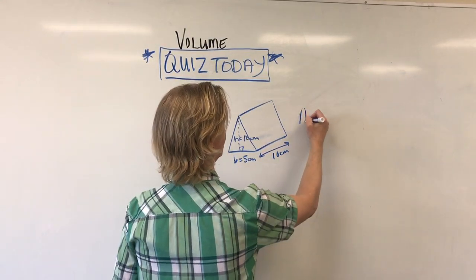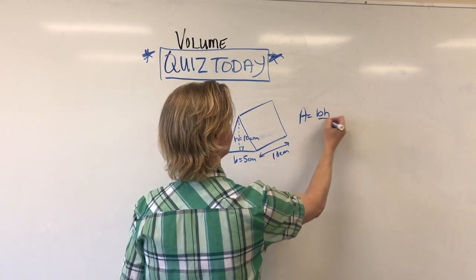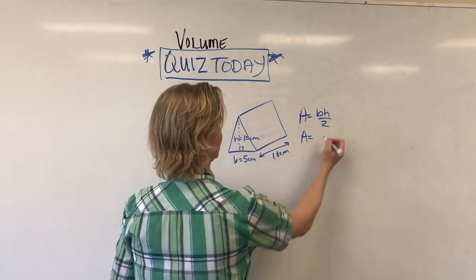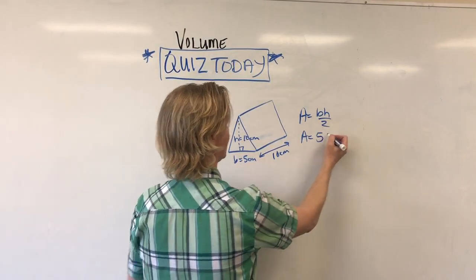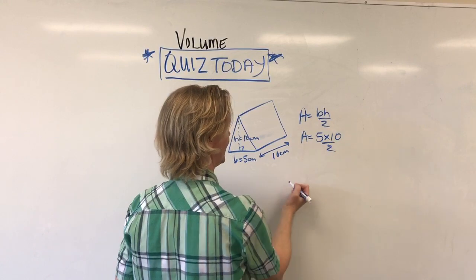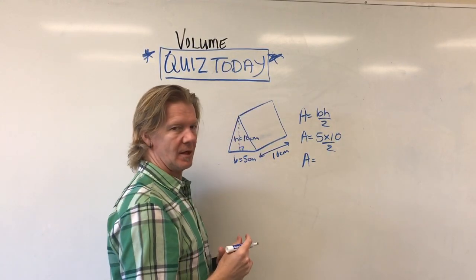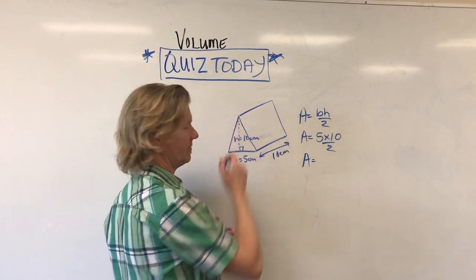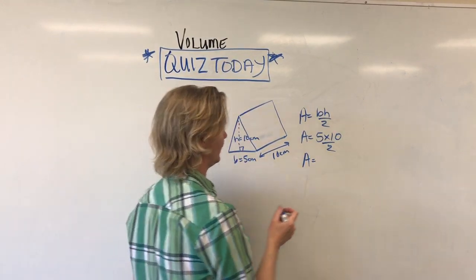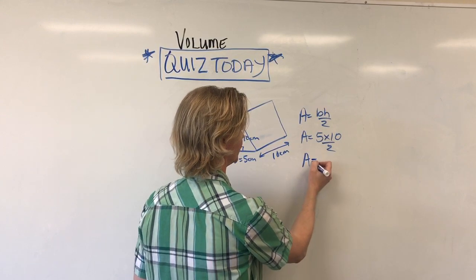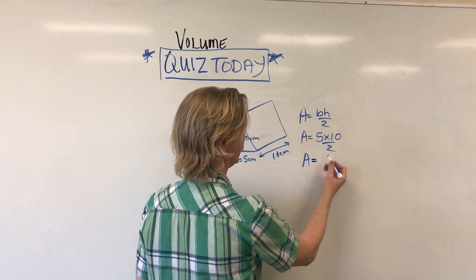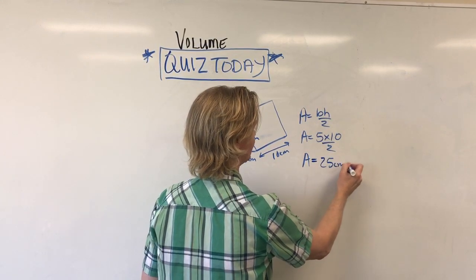So, area of a triangle looks like this. Base times height divided by 2. The base is 5 centimeters, the height is 10 centimeters, and I divide that by 2, because you use 2 triangles to get the area of a rectangle, then divide it in half, and you have the area of the triangle. We talked about that a lot way back in the early spring. Okay, so 5 times 10 is 50, divided by 2 is 25 centimeters squared.